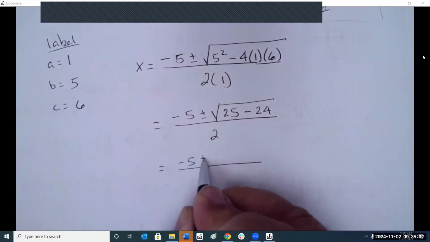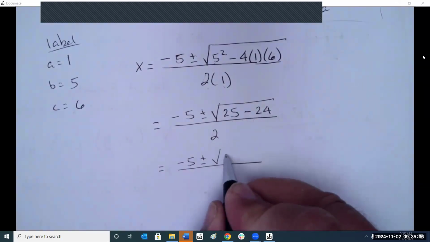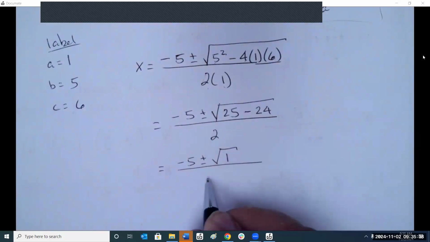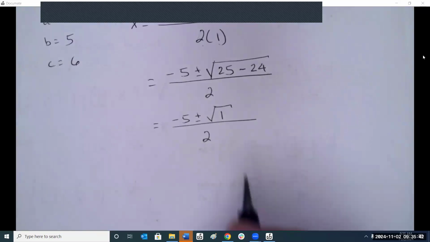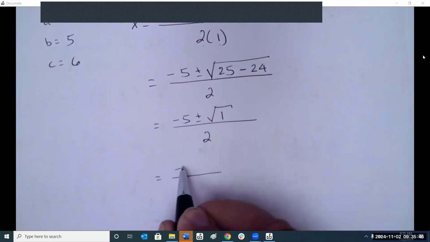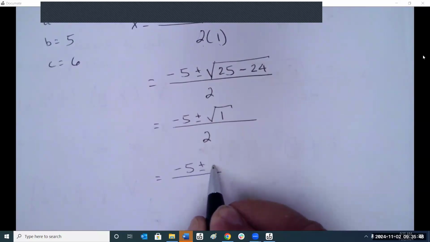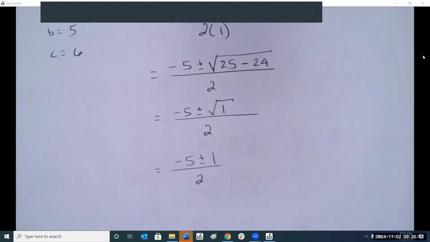This is just following the order of operations inside the radical. 25 minus 24 is 1. What's the square root of 1? 1. So far, so good. All we did was the mechanics of it. Now, this is where this plus or minus becomes important.